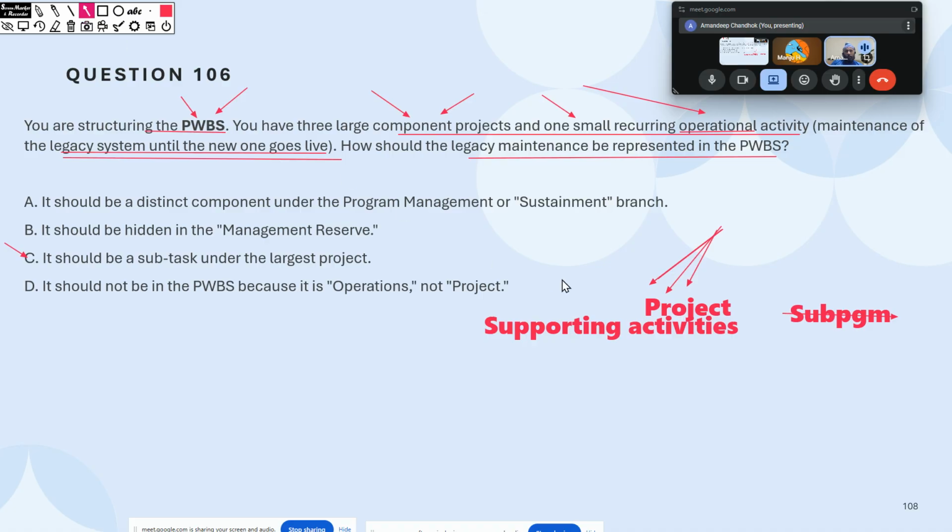So they have three project activities, and also they have one operational activity, which is your supporting activity. And what is the supporting activity over here? Till the new system goes live, they are supporting a legacy system. Which happens, because when you're transitioning from an older system to a new system, you might have to run both the systems in parallel for some time till things stabilize. So technically, it is only saying that.